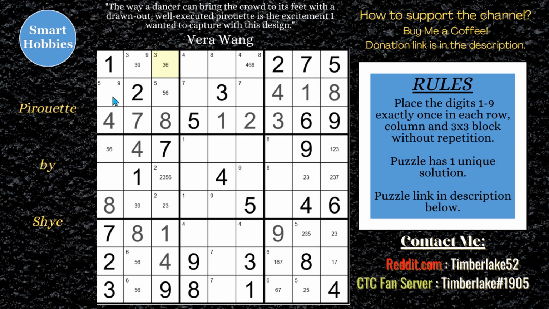And what's remaining here? 3, 5, 6, 9. So it can't be a 3. So it has to be 5, 6, 9. Now we'll break down and actually make that mark. And I'll make this just to finish that naked triple.